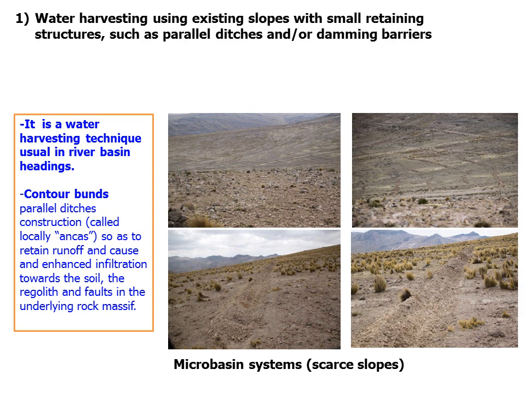In the first category, water harvesting is done using existing slopes with small retaining structures, such as parallel ditches or damming barriers. It is a water harvesting technique very usual in river basin headings. The most usual are the contour bands or parallel ditches to retain runoff and cause enhanced infiltration towards the soil, the regolith, and the faults in the underlying rock massif. I remind you these systems are for scarce slopes.